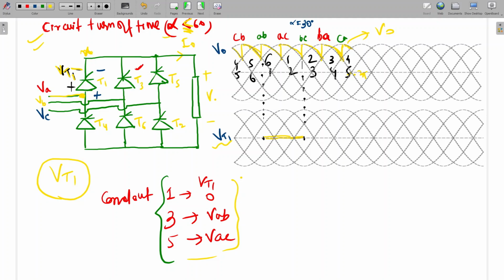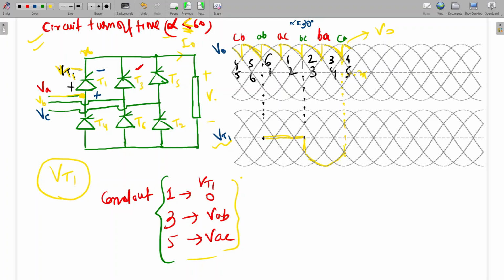If you see here to here, 6 1 and 1 2, so it will be 0. Here, if you see 2 3, 3 4, 4 5. So 3 is conducting up to here, and 3 conducting means the voltage is VAB. Where is VAB? This is the waveform VAB. So it will follow VAB here to here.